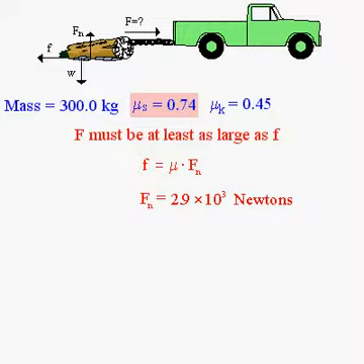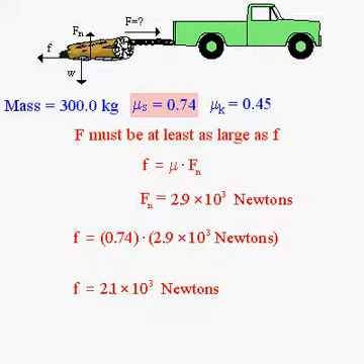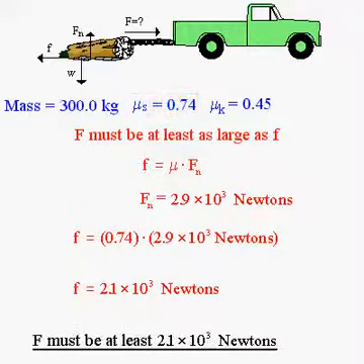Well, now that we know mu and F normal, we can calculate the frictional force. Mu is 0.74, F normal is 2.9 times 10 to the 3 newtons, so the frictional force is 2.1 times 10 to the 3 newtons. Now what does that tell us? Well, remember, in the horizontal dimension there are only two forces acting. The force with which the truck is pulling, capital F, and friction, which we just figured out. In order for the log to move, the force with which the truck is pulling has to at least equal the frictional force, so F must be at least 2.1 times 10 to the 3 newtons.